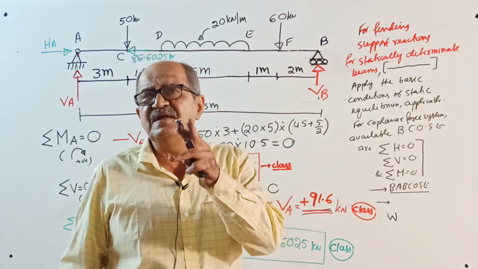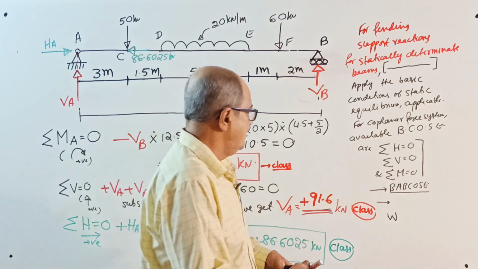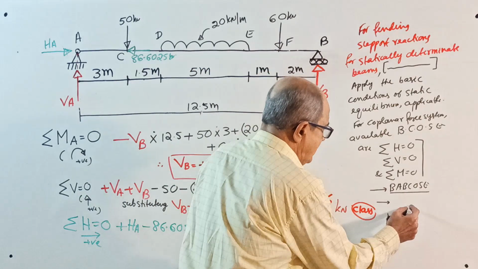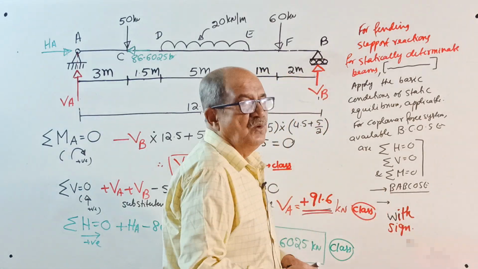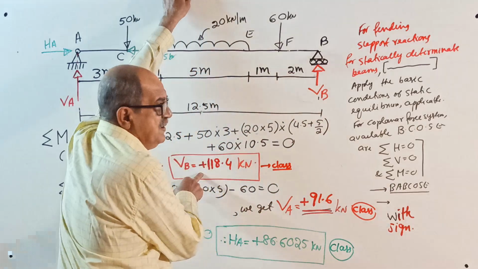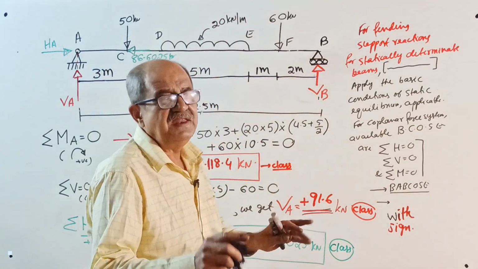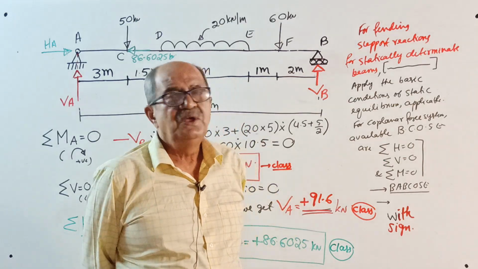When you find the reaction, always get it with sign. With sign. Very, very important. That is plus or minus. See, I wrote here plus, plus. Actually, some people won't write plus. With sign. Now, what is the meaning of sign convention?